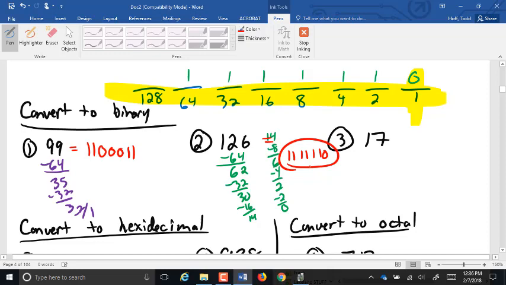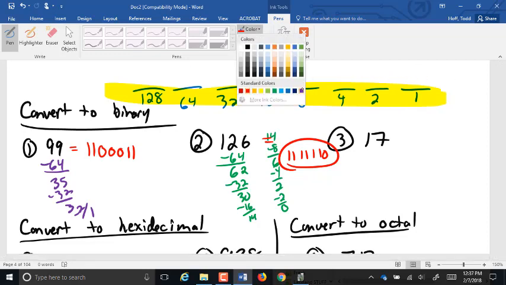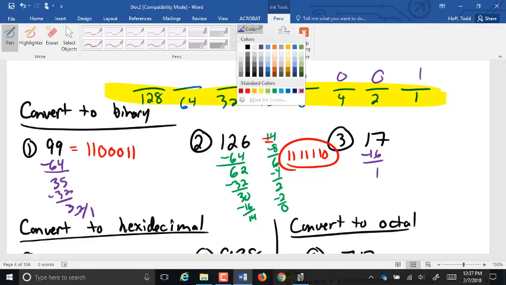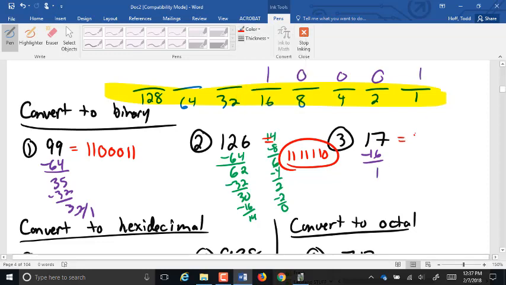Make sense? 17. Well, we can get a 16 out of there, right? That's a 1. Cannot get an 8, a 4, a 2, but we can get a 1. So 17 is 10001. Questions so far?